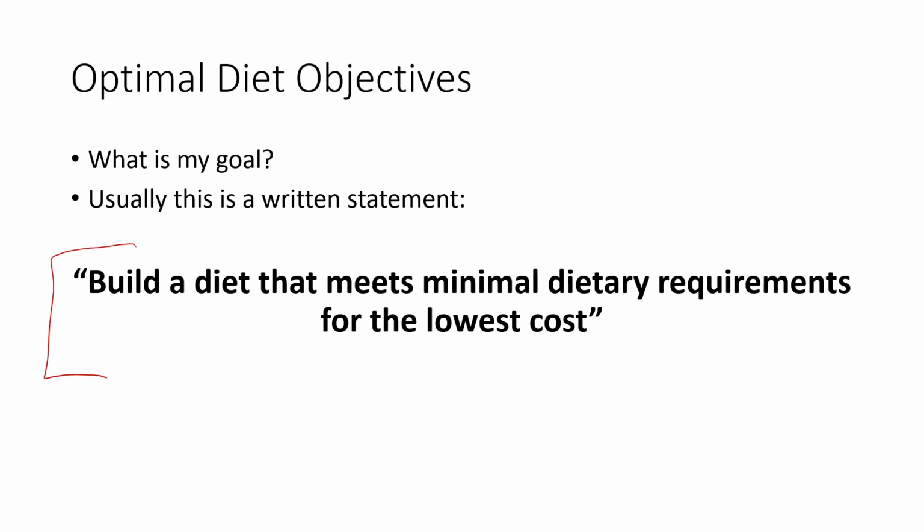We want to build a diet that meets minimal dietary requirements for the lowest cost. If you go back and look at the problem, that's what we're trying to do. We are trying to spend as little as possible and meet certain requirements. Certain amount of carbohydrates, certain amount of fat, certain amount of protein.